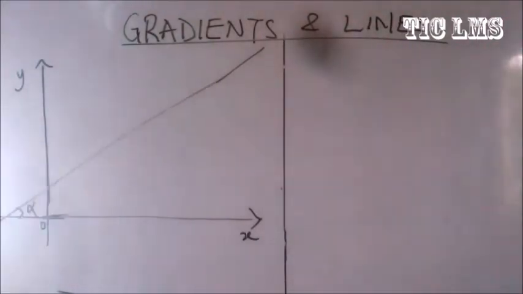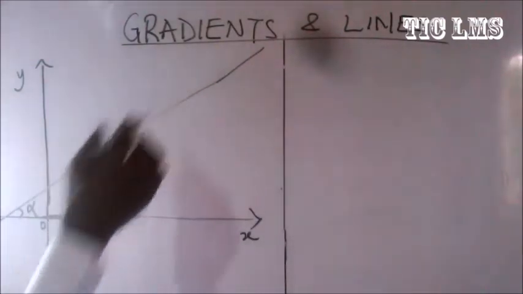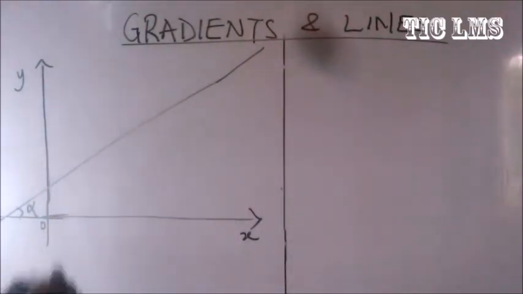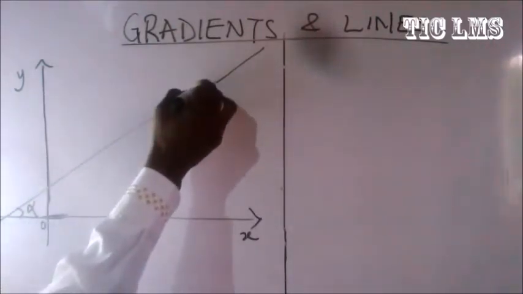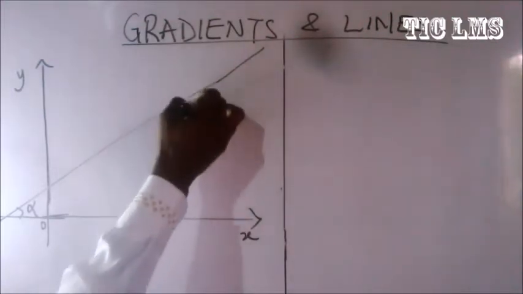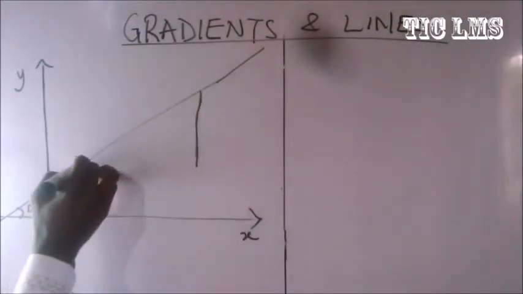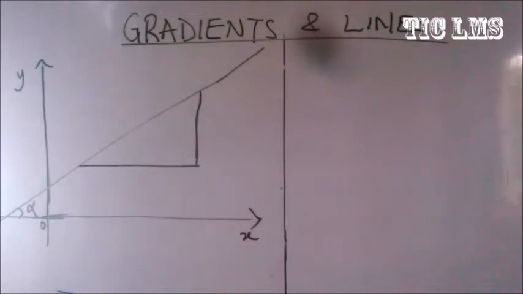Now we want to find the slope, also known as gradient. So another name for slope is also what? Gradient. So we are looking for the gradient of this line. Now to find the gradient, all we need to do is to draw a line down here and another line such that they meet at a point.